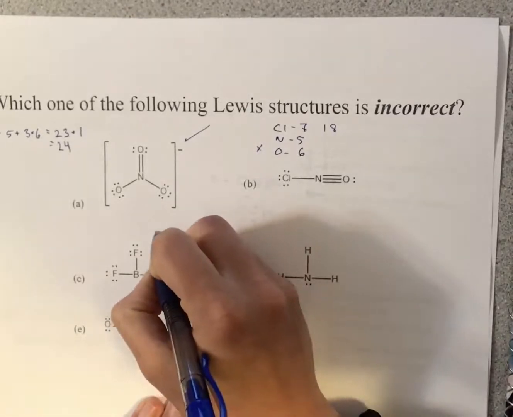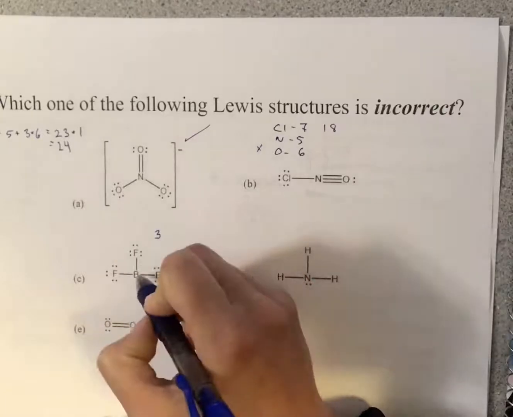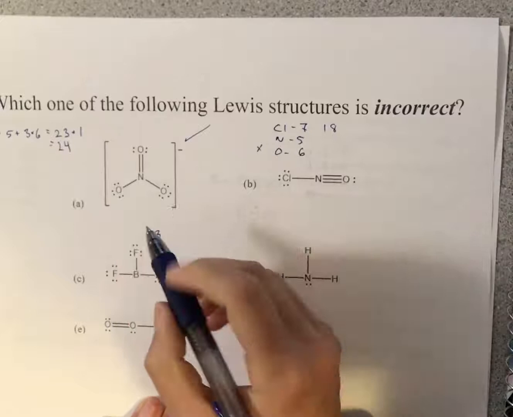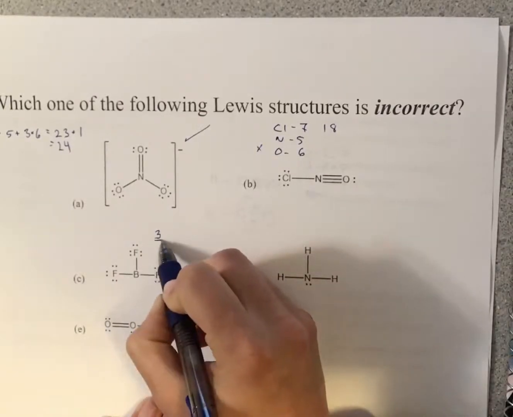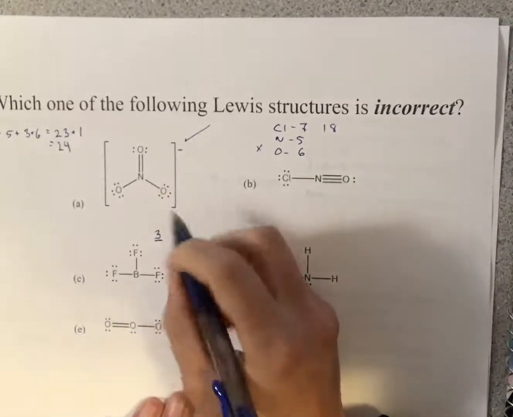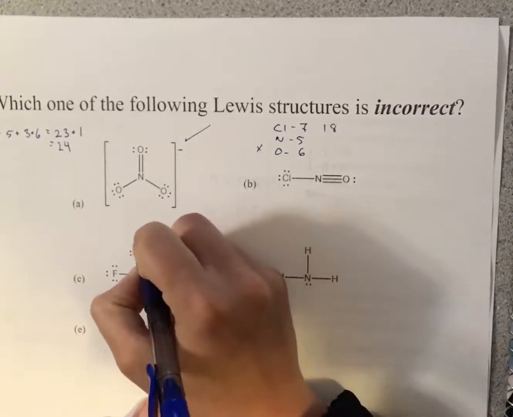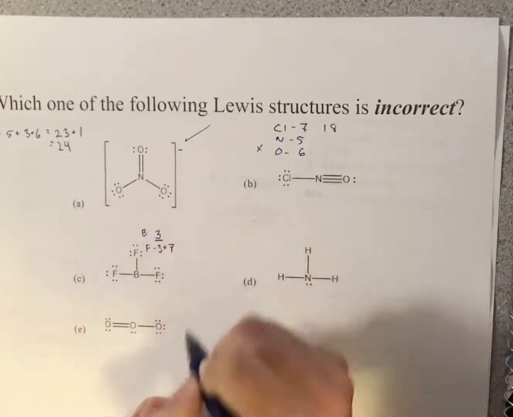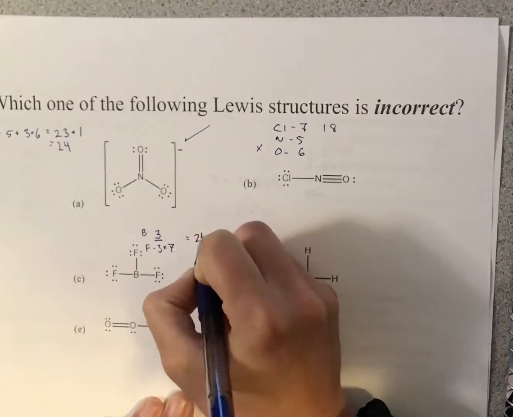Boron only has 3, and boron is special. It only wants to have 6 in its valence shell. That's part of the size of the atom, its valence shell, and also the fact that it does have 3 unpaired electrons. It can just pair those and then be happy. So we have 3 from the boron, and then we have 3 times 7 for the fluorines. So that's going to equal 24.